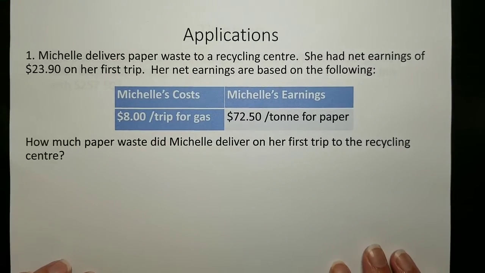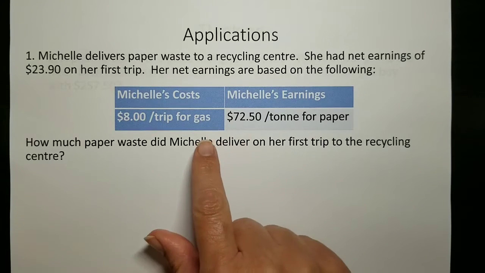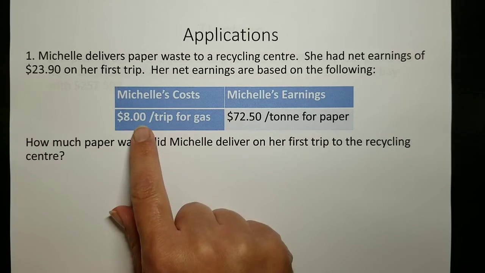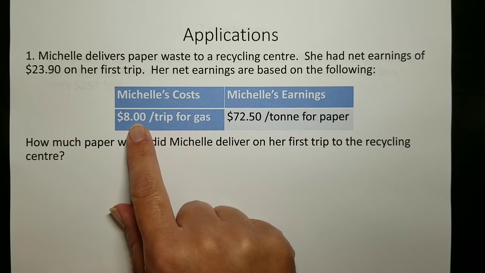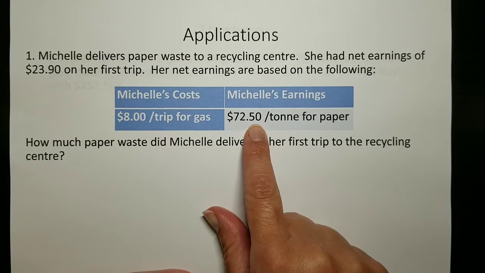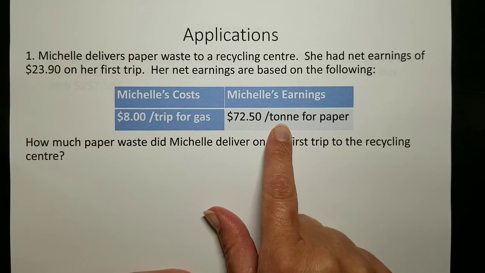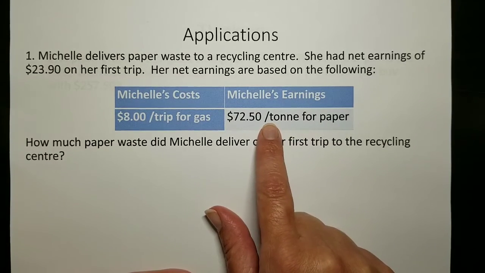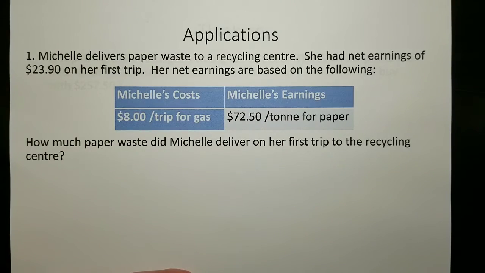So the first application is a word problem about somebody doing deliveries to a recycling center. Her earnings were $23.90 on her first trip, and the earnings are based on the following. She pays, so this is her cost, she has to pay $8 per trip for gas, and she earns $72.50 per ton for the amount of paper she brings. So we are going to make an equation for her earnings.